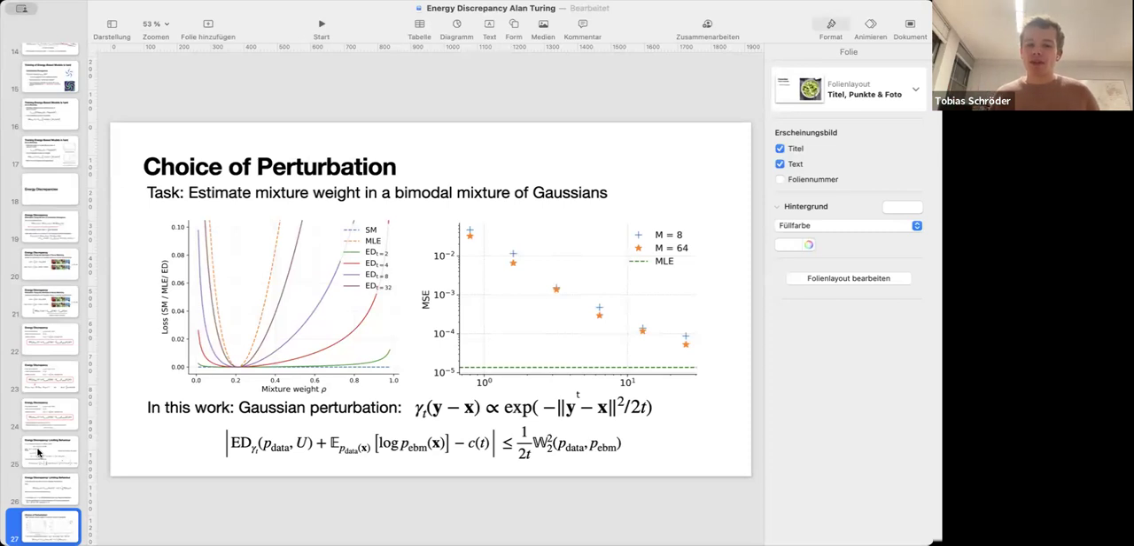While for energy discrepancy, you find that it's also convex around this minimum 0.2. And as you increase the noise scale, the curvature increases around that minimum, and it becomes easier and easier to estimate the true mixture weight with low variance. And you observe that in the mean square error, when you actually estimate that mixture weight, as you increase this time parameter from 1 to 10, on a log-log plot, the variance or the mean square error of your estimate decreases linearly.